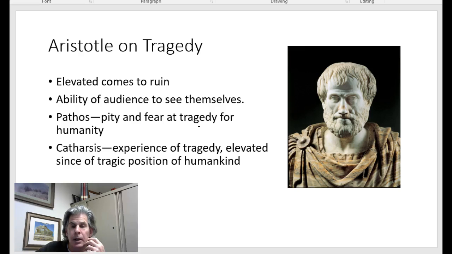And there's going to be ultimately a catharsis, in other words, an experience. What Aristotle thought would be this experience of tragedy, it would leave the audience somewhat elevated if they would go through this, since the tragic position of humankind would be experienced. They would see this, that all of humanity is caught up in what's going on with this elevated person.